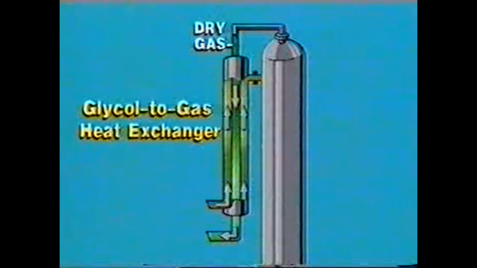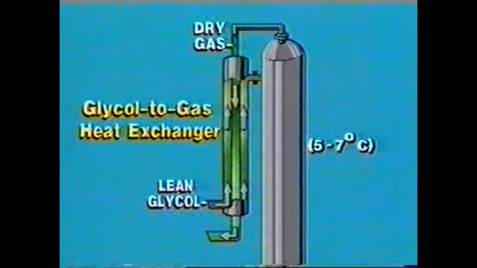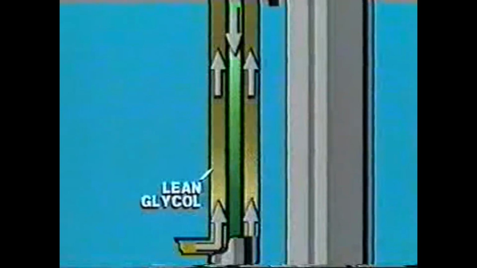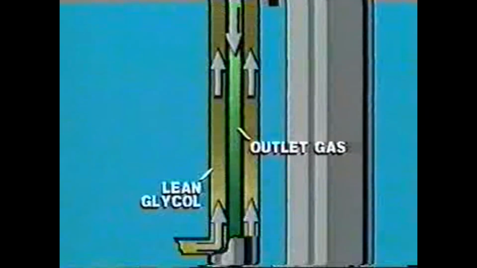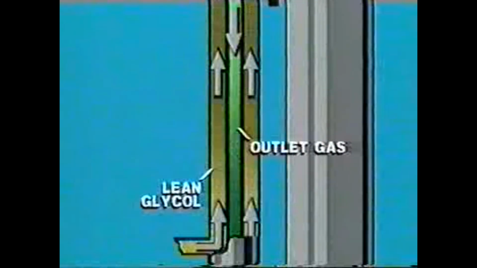Dry gas leaving the contactor passes through the glycol to gas heat exchanger, where it cools the incoming lean glycol to a temperature about 10 to 15 degrees Fahrenheit above that of the natural gas entering the contactor. On small dehydration units, this exchanger is often a double pipe heat exchanger, which is literally a pipe within a pipe. Lean glycol in the outer pipe flows around outlet gas in the inner pipe. Larger units may utilize a shell and tube type of heat exchanger.